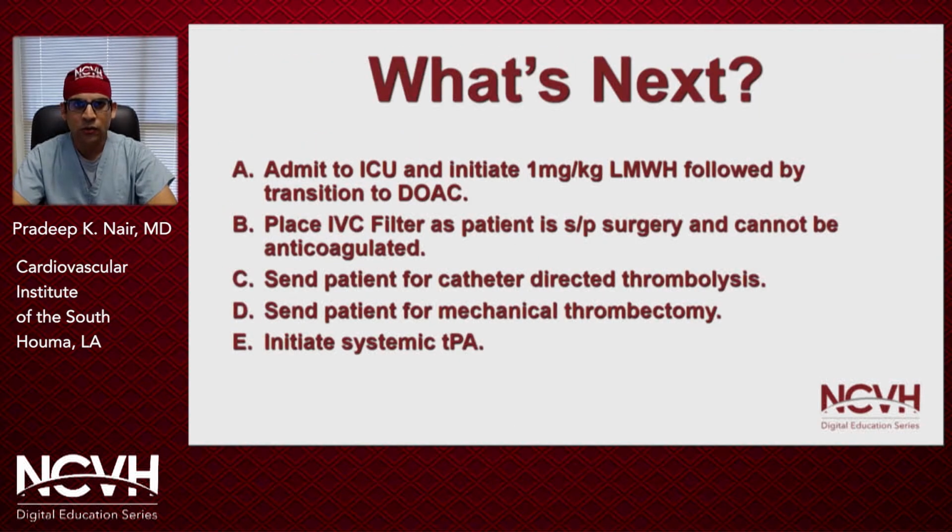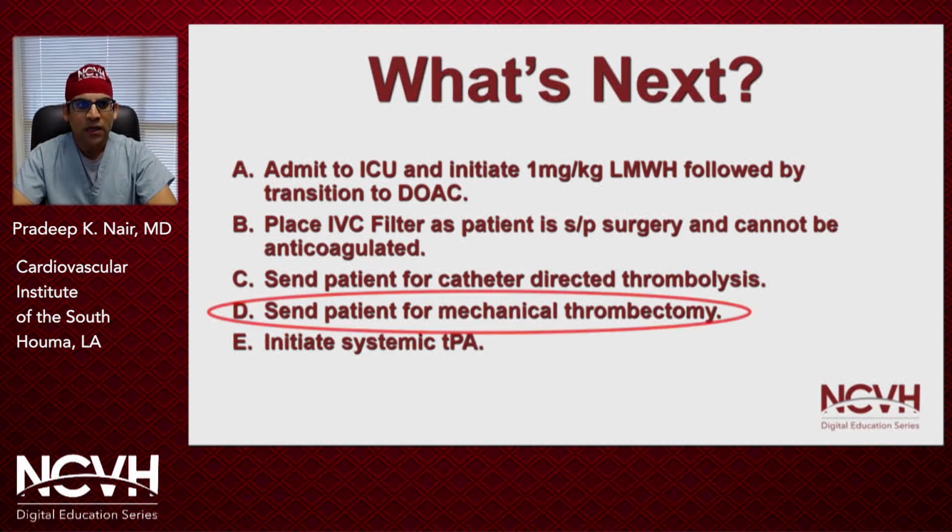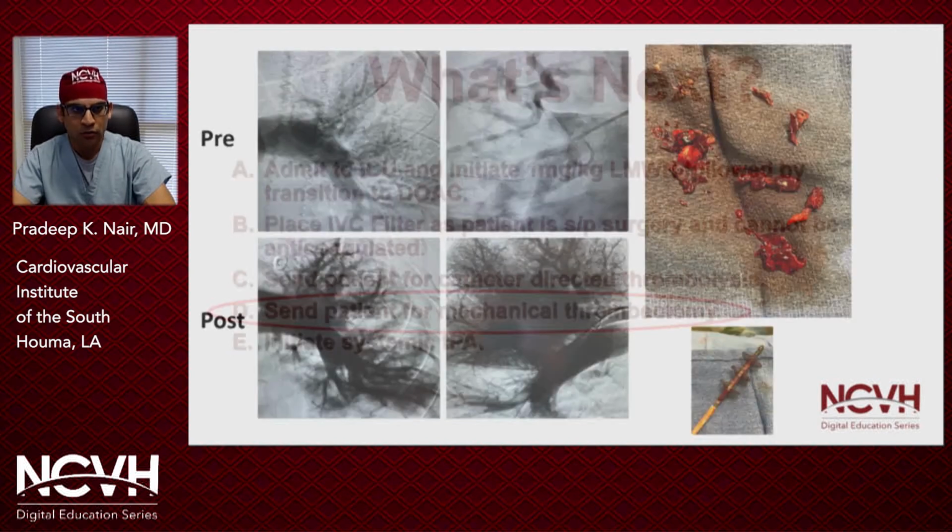Would you admit her to the ICU and initiate anticoagulation? Would you place a filter in? Would you send her for catheter-directed thrombolysis? Would you send her for mechanical thrombectomy, or would you start systemic TPA? Well, in this case, we opted for mechanical thrombectomy. In her specifically, we would not use thrombolysis because she is post-surgery, and she has a submassive PE, so we opted not to treat her with anticoagulation alone. Barring any contraindication to anticoagulation, this would be our approach for treatment.